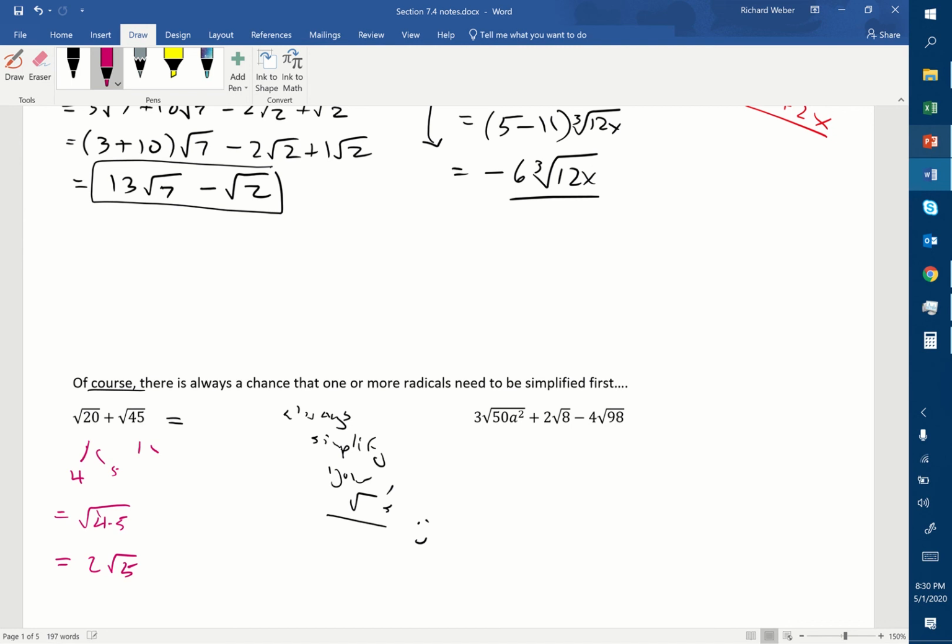45, isn't that 5 times 9? And isn't 9 a perfect square? It is. So we go plus square root 9 times 5, but we can square root the 9 and say 3 square roots of 5.